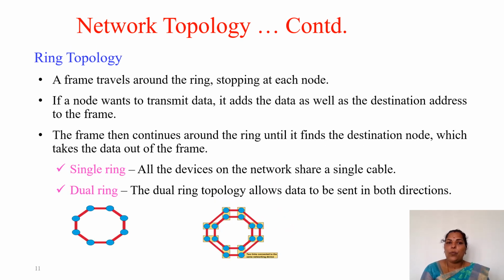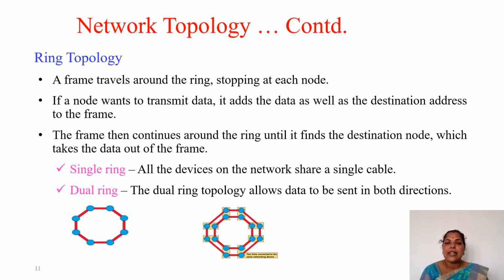Next is the ring topology. Here a frame travels around the ring, stopping at each node, and if a node wants to transmit, it adds the data as well as the destination address to the frame. That is, in the ring topology, not all the devices send the message at the same time.